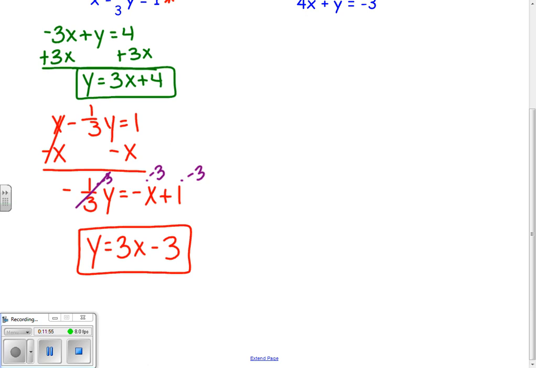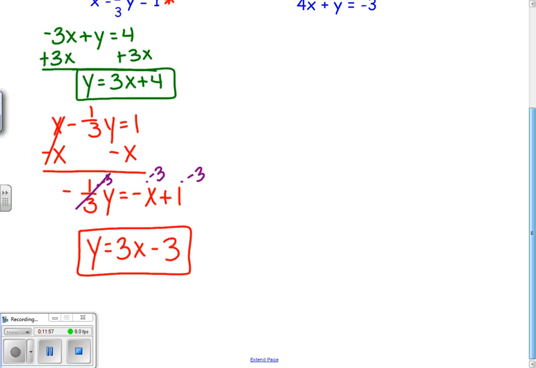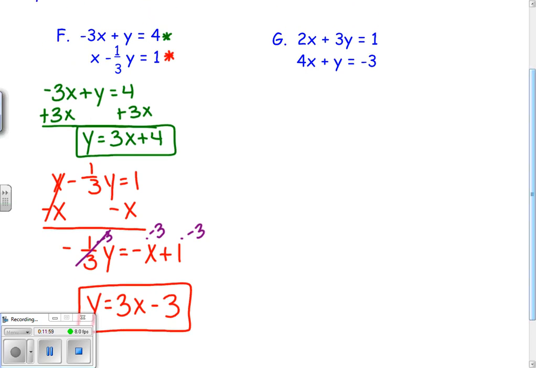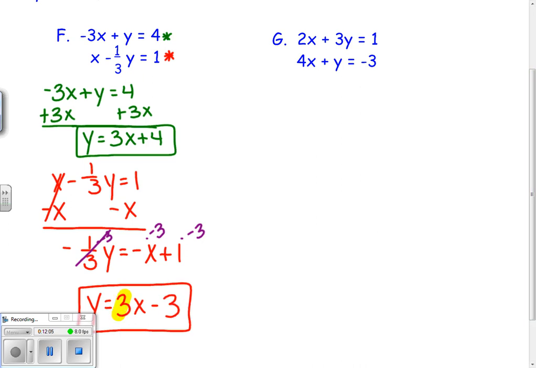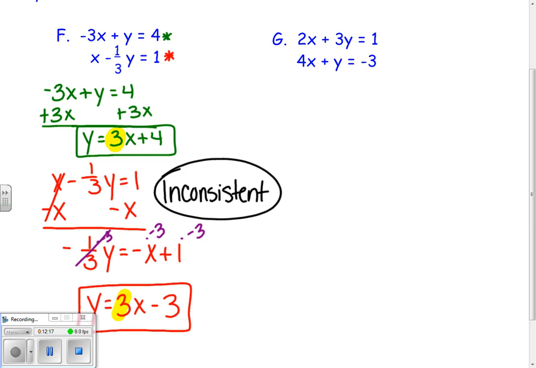So take a look at the red equation and the green equation. They're not identical. In fact, the y-intercepts are different, so they're not dependent, but they are parallel. When you look, the slope of the red line is 3 and the slope of the green line is 3. Parallel systems never touch. They are inconsistent. Parallel systems are inconsistent.